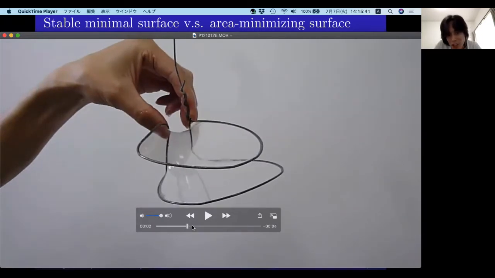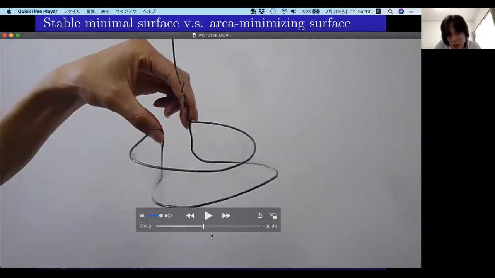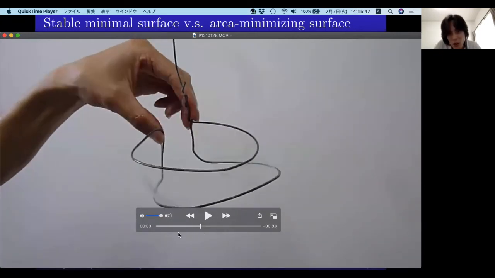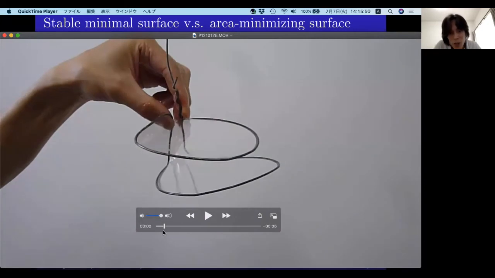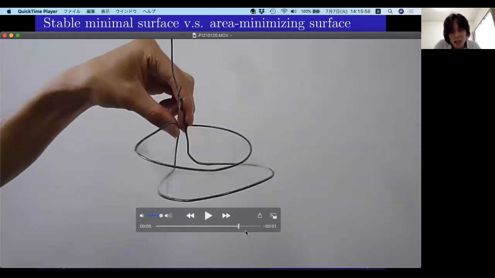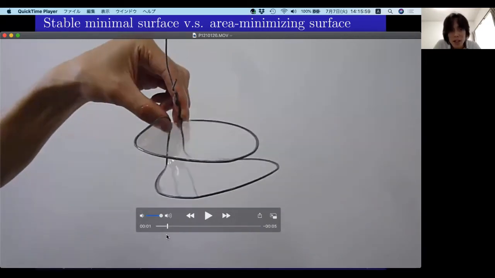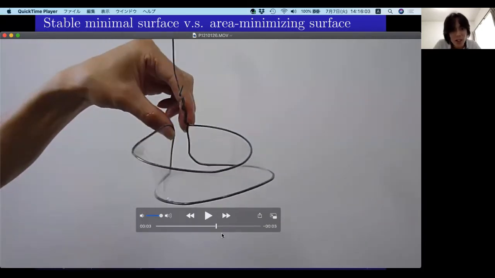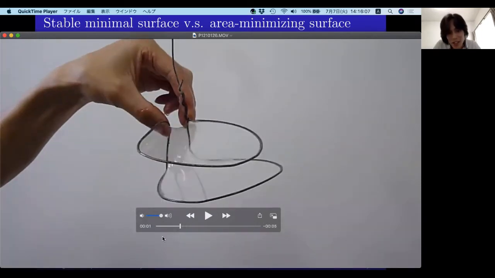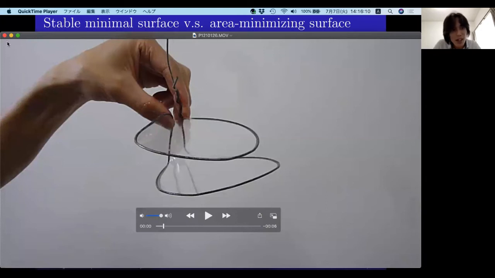Then it changed to something like part of a catenoid. So with this frame, both are minimal surfaces with this boundary. So both are stable minimal surfaces. And one of them is an area minimizing surface, and the other is not. And I don't know which is which. But both of them are stable minimal surfaces.